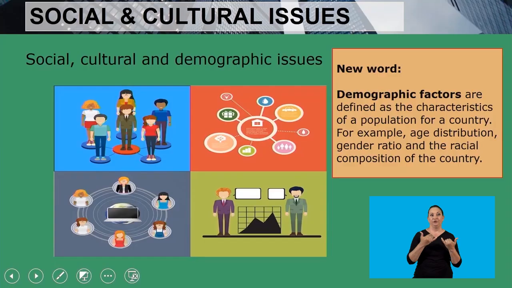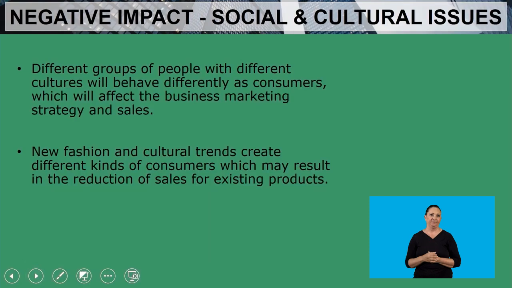Social and cultural issues are socio-economic issues that affect businesses. We have a new word there. Demographic factors are defined as the characteristics of a population of a country. For example, age distribution, gender ratio, and the racial composition of the country. Now let's look at the challenges that are posed by social and cultural issues.